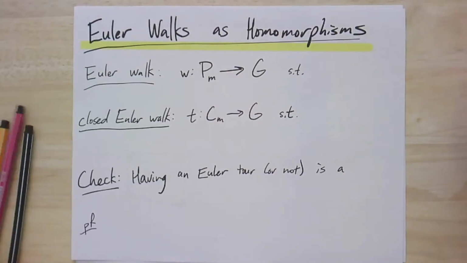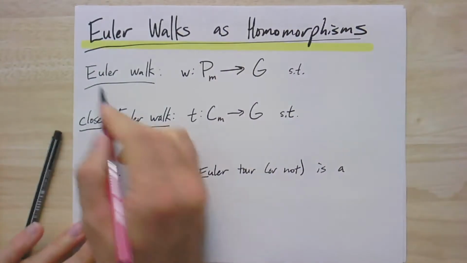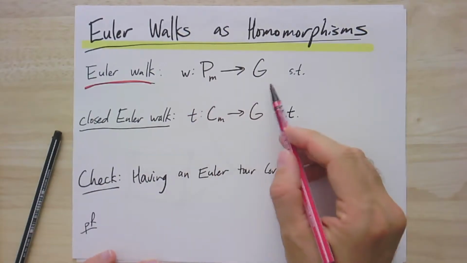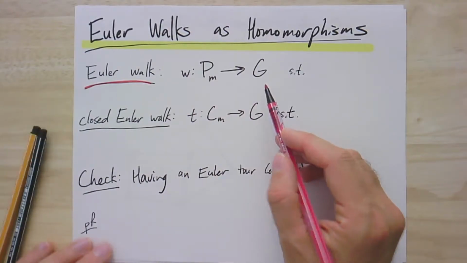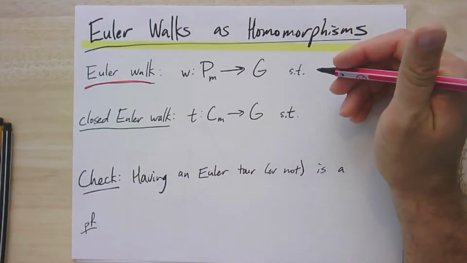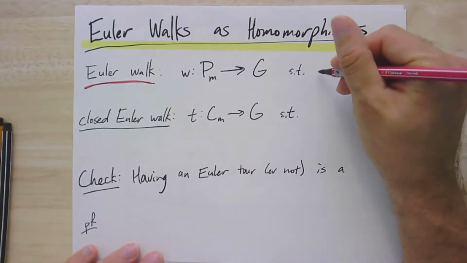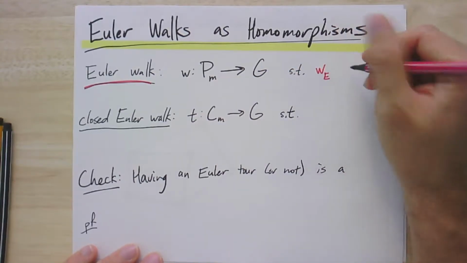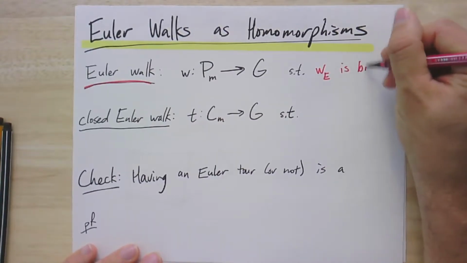So an Euler walk, when we talk about an Euler walk in a graph, again, it's a homomorphism from the path into the graph. In this case, we want to use all the edges exactly once, right? So this walk as a homomorphism, if I look at what it does to edges, it's a bijection.